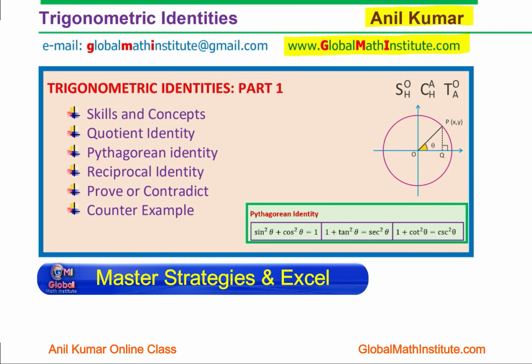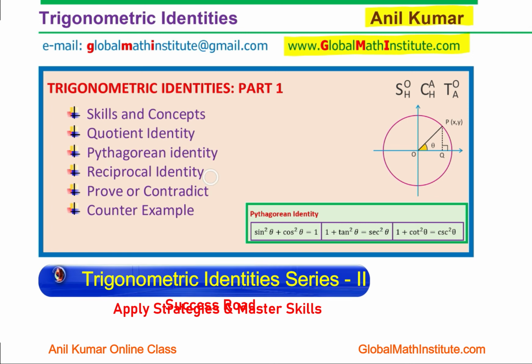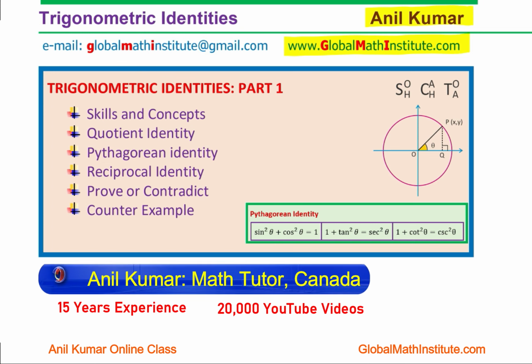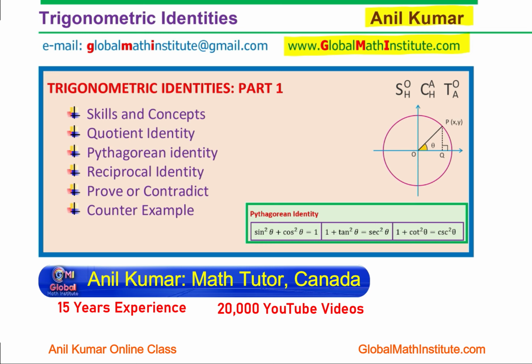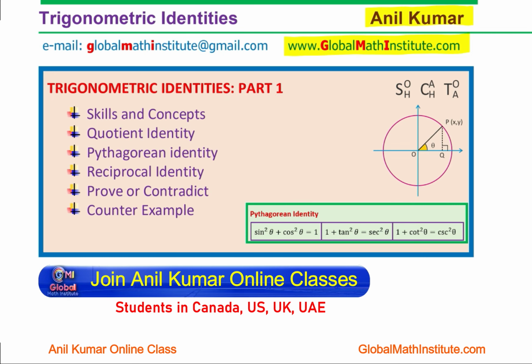So I hope now you are ready with the basic skills required. You know what these trigonometric ratios are, how they can be related, and we have seen how we prove quotient identity, Pythagorean identity, reciprocal identity. We have also learned the concept to prove or contradict a statement, which is a kind of an equation, right? And how to use counterexamples very effectively to show that an equation is not an identity. So with that, I think you're absolutely ready to take up hundreds of examples on trigonometric identities, which are coming up in part 2.